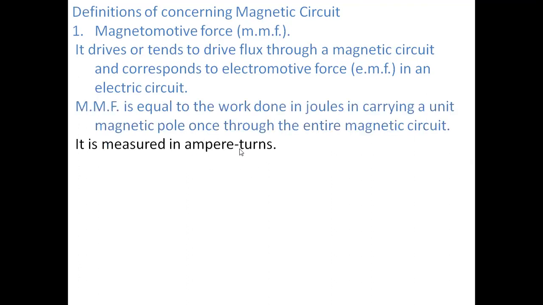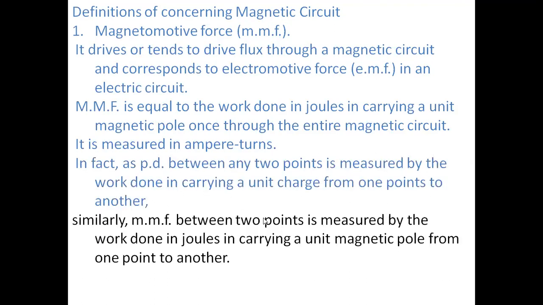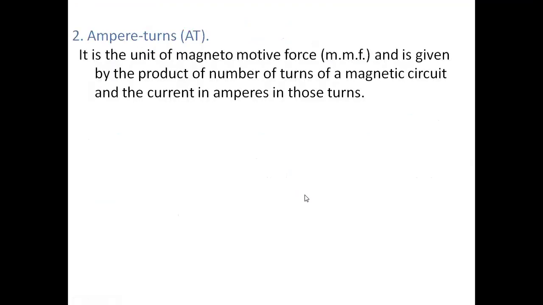So it is measured in ampere turns. It is similar to the potential difference between any two points, measured by the work done in carrying unit charge from one point to another in an electrical circuit. So the unit of magnetic motive force is ampere turns.